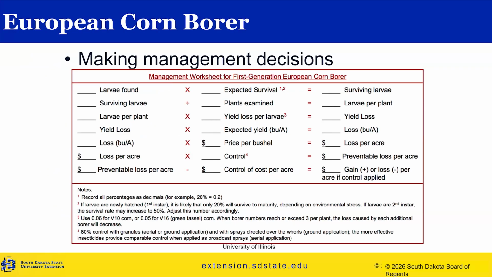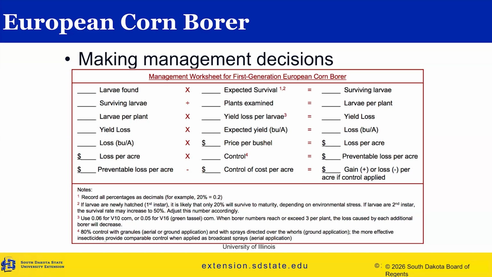When trying to make management decisions, the University of Illinois has this table. This is still accurate, even though it's from quite a few years ago. What you do is take the results from your scouting and start inputting it here. You'll see there's some stuff that's going to be kind of hard to figure out, and some of these are going to be estimates or calculated earlier in the table. The idea is that you get down to the end here, and it's going to tell you whether or not you can treat and whether you're going to save money or lose money by treating for this pest.